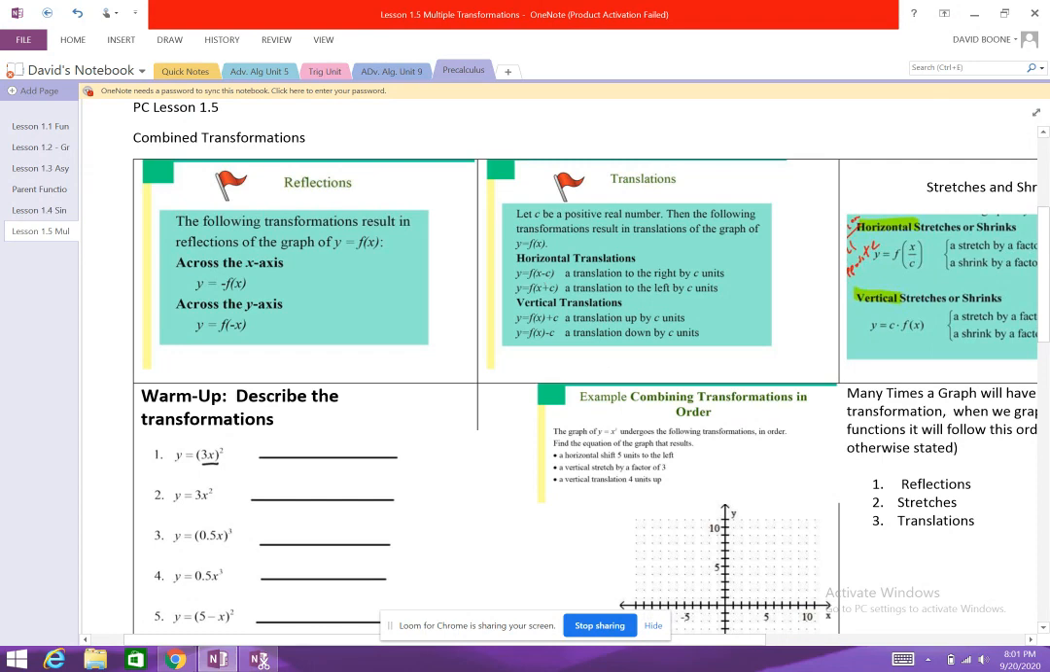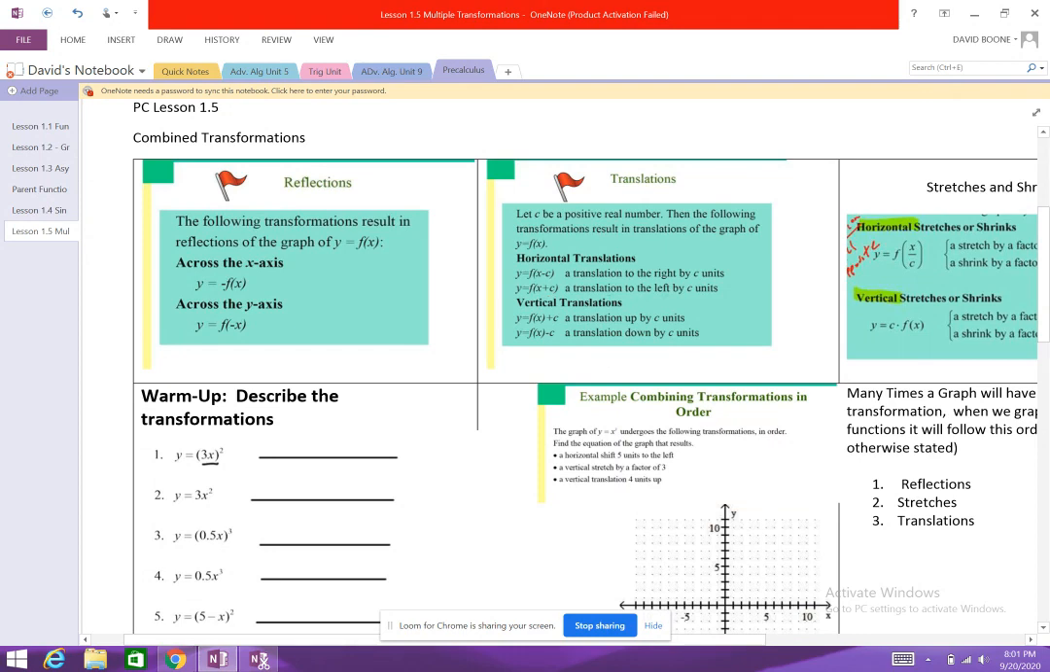piece. I always like to think, if it's inside the parentheses, we're affecting the x value. We're moving left or right. And again, if it's inside parentheses, I like to think opposite. So if you see a minus c inside the parentheses, it's actually moving it to the right c units, and vice versa for the plus. That'd be moving it to the left c units.